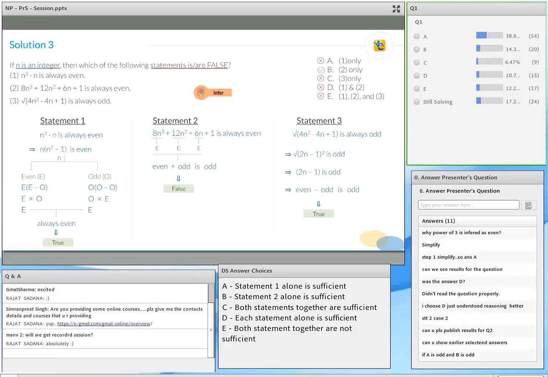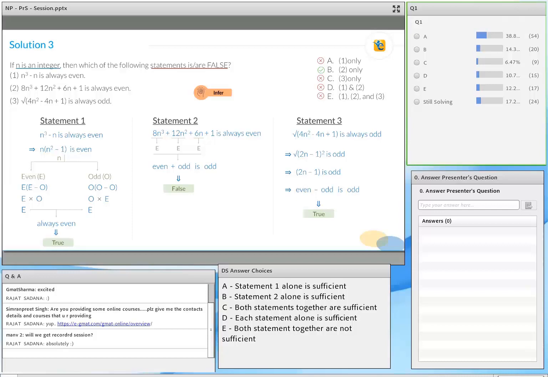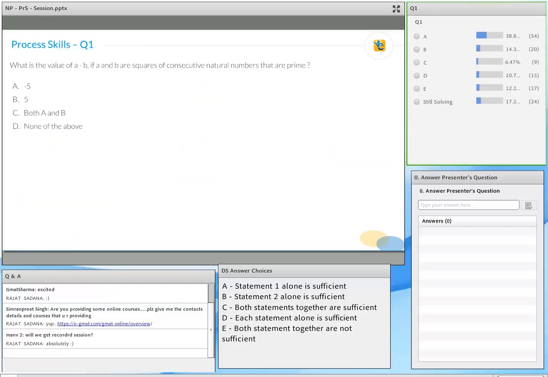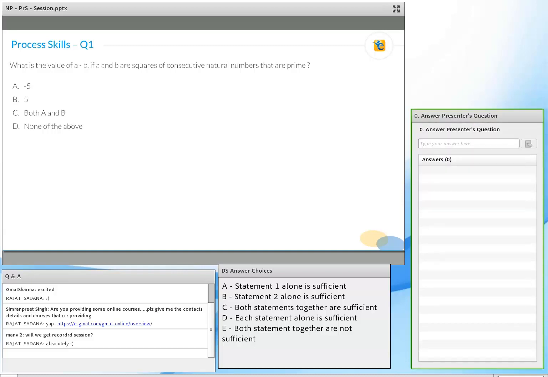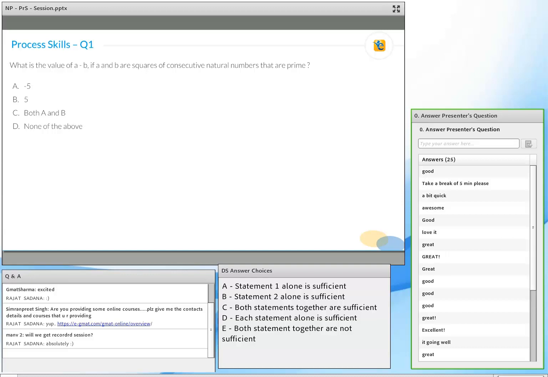Now we're going to move on to our process skills related to prime numbers. So what we have done so far is process skills on even odd, and we were able to see good improvement in your ability to answer difficult questions. Now we're going to follow the same drill for prime numbers, and you're going to see a similar theme over here. Before I go further, I want to understand, how is the session going so far? Very good. Okay, all right.